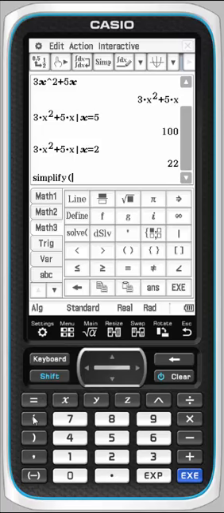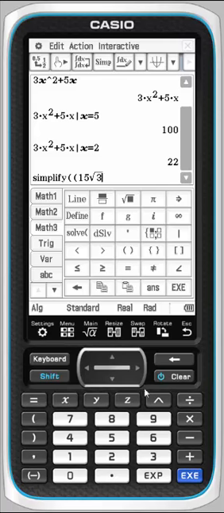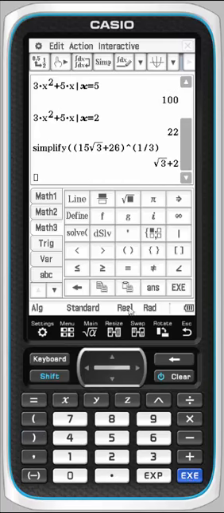So just to give you a quick example, what if I had 15 root 3? Don't forget to move the cursor out from under the root symbol by pressing the right arrow, plus 26, close parentheses, and I will raise that all to the 1/3 power, close parentheses. And so sure enough, it simplified that to root 3 plus 2. That's a good example of something that might not be obvious until you force the calculator to attempt a simplification.